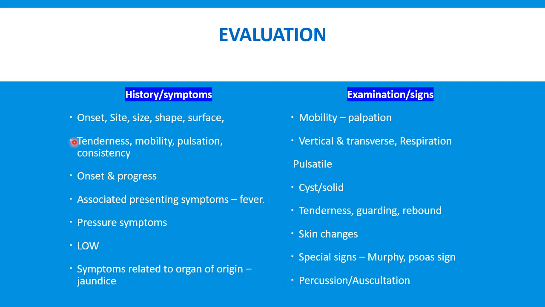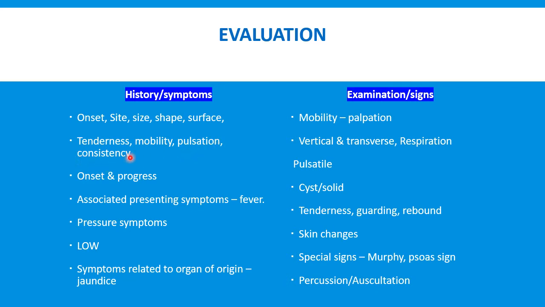This is very important. Tenderness. A tender mass is usually not malignant, whereas with a non-tender mass the chances of malignancy are higher. Mobility is important to see whether it is intraperitoneal or retroperitoneal. Intraperitoneal masses are more mobile and they freely move with respiration. Whereas a pulsatile mass usually suggests some form of vascular dilatation, aneurysms.